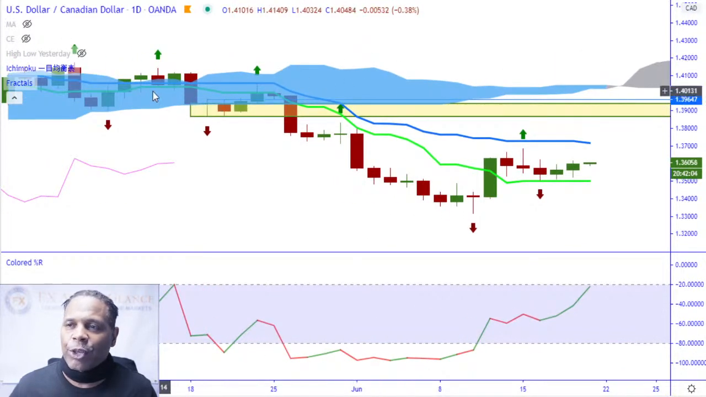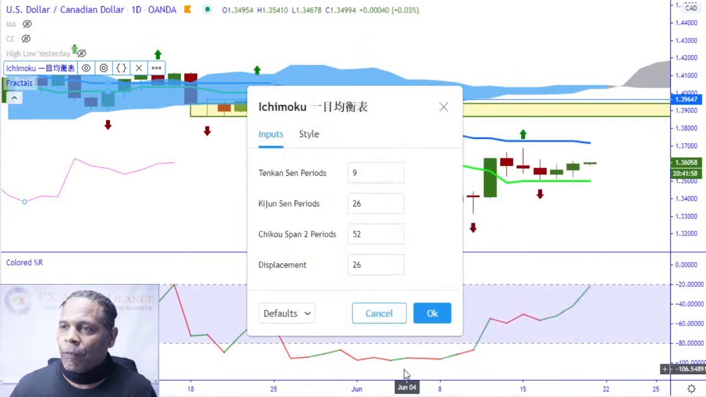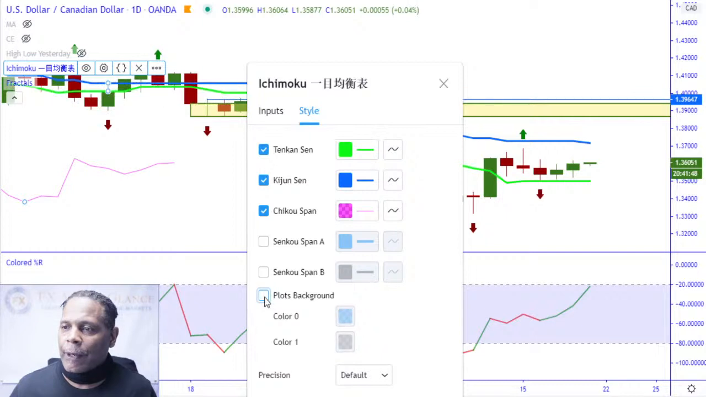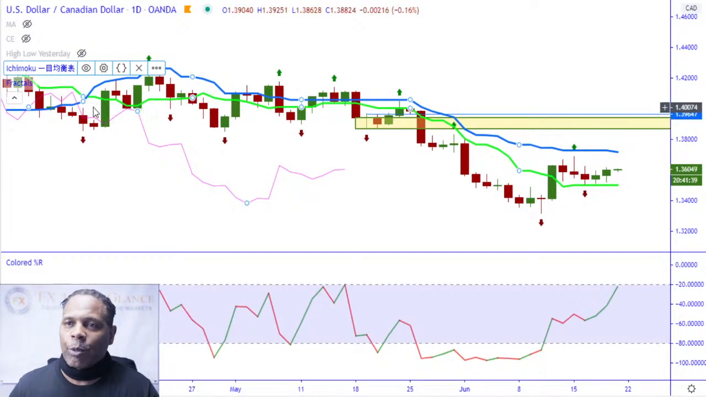So let me try to show you this a little bit better. I'm going to show you what I'm really looking at. Let's do this so you could see it. Let's take the background off and go okay. So now you could see without the cloud. If I'm just looking at Tenkan-sen Kijun-sen, I got my TK crossover, which is bearish right here. So I'm going to be trading to the downside.